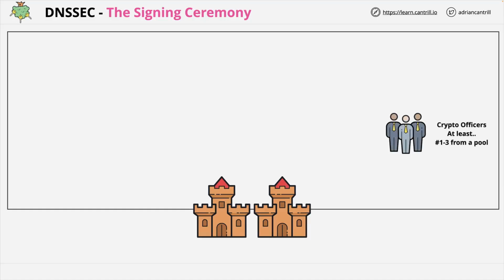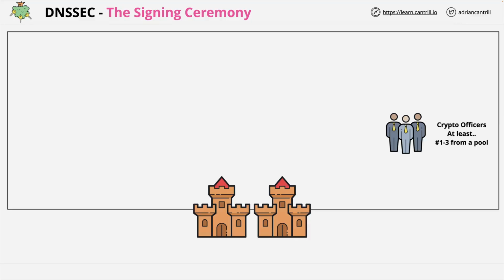Now, there are a total of 14 of these crypto officers. 7 of them are affiliated with each of the locations, and at least 3 are required to attend for the process to work. Logistically, dates and times are picked when 4 to 5 are available to ensure some level of resilience.